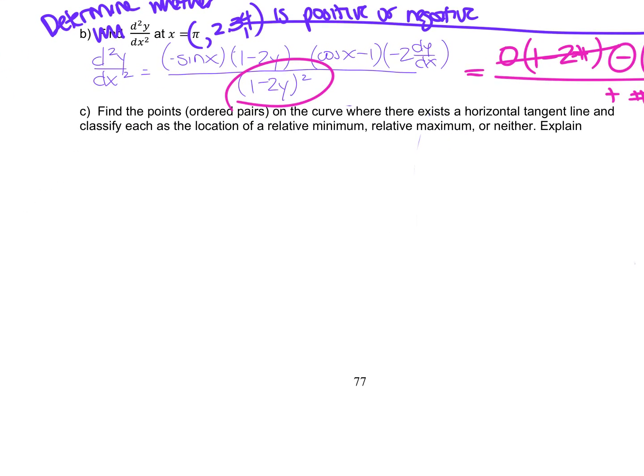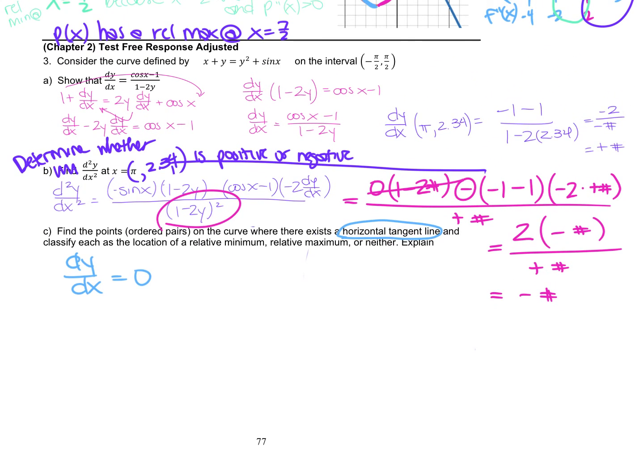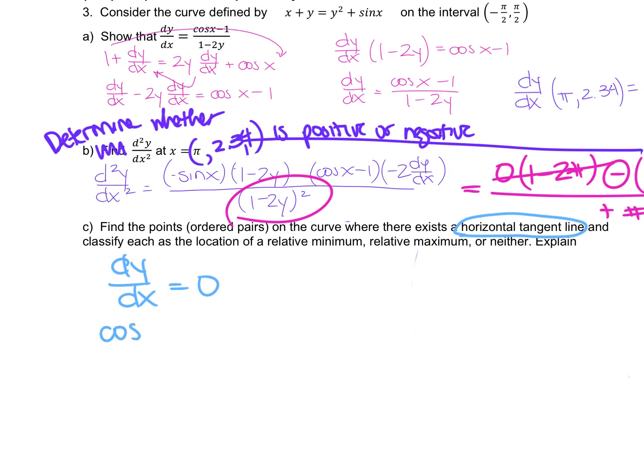All right, now let's look at part C. Find all points on the curve where there exists a horizontal tangent line. Where do we get horizontal tangent lines? In this case, dy/dx is equal to 0. So if dy/dx is going to be equal to 0, we set what part equal to 0? The top, because it's a fraction.